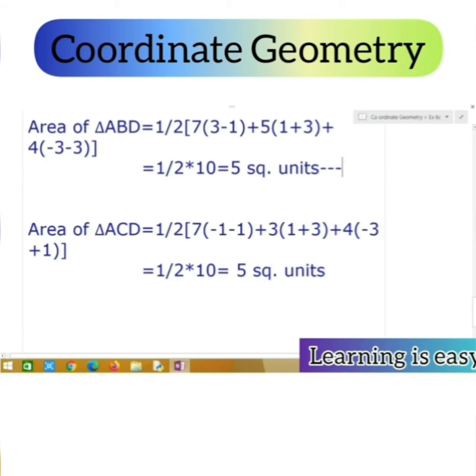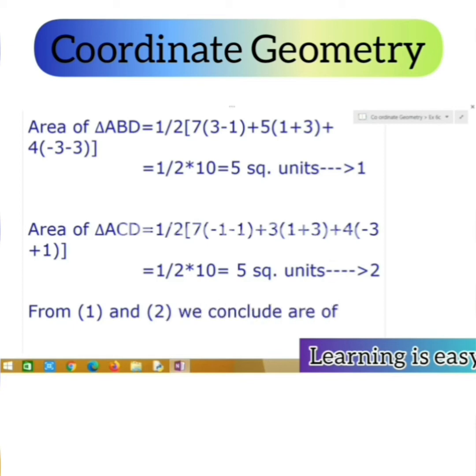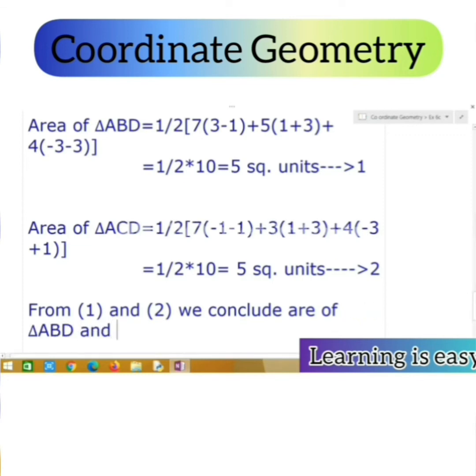The first area is 1, and taking the second area as 2, from 1 and 2 we can say the area of the triangle ABD is the same as the area of triangle ACD. Hence proved.